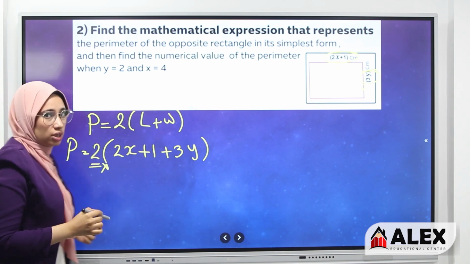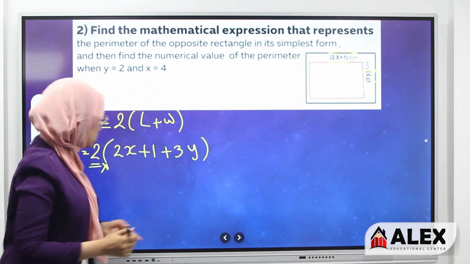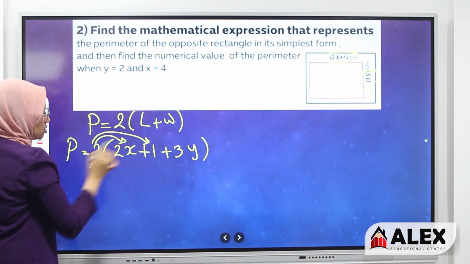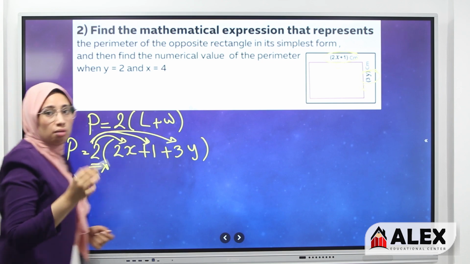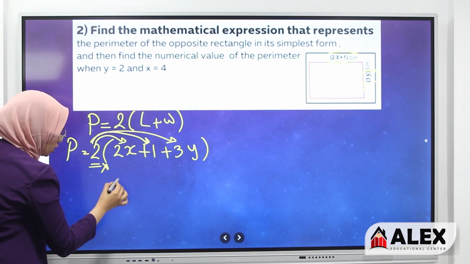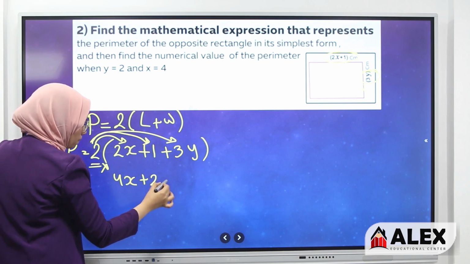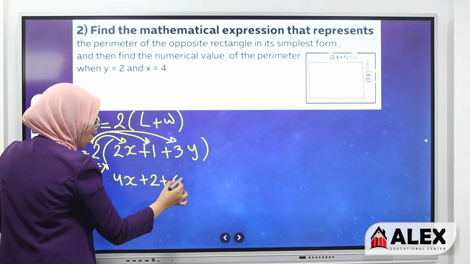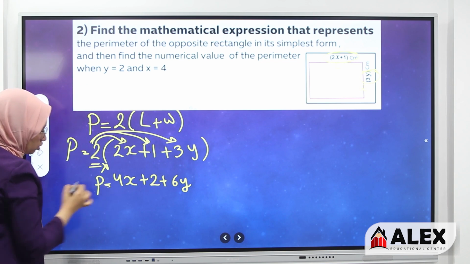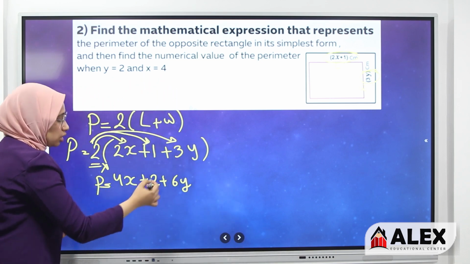That means we have times. To do the multiplication, we use the distributive property: 2 times 2x, 2 times 1, and 2 times 3y. 2 times 2x equals 4x, 2 times 1 equals 2, 2 times 3y equals 6y. Then the mathematical expression of the perimeter equals 4x plus 2 plus 6y.